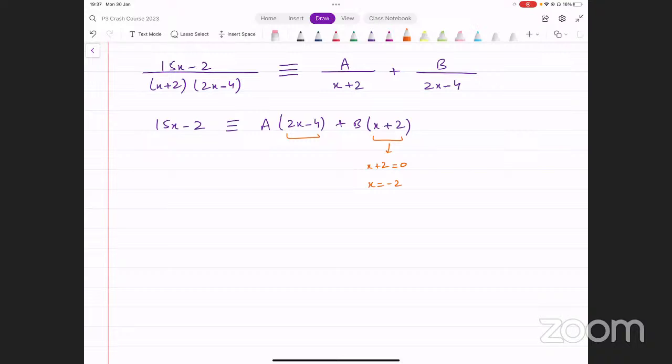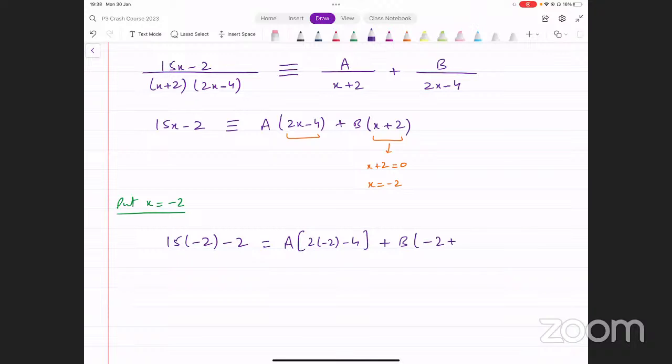So what I do here is I say, let's input x equals minus 2 in this identity. Remember, it has to be true for all values of x, so we can input any value of x that we want. So this is a value that we start from, x equals minus 2. Now, why is that helpful? Because on the left side, it's going to give us 15 into minus 2 minus 2, but on the right side, you would have a into 2 into minus 2 minus 4 plus b into minus 2 plus 2.